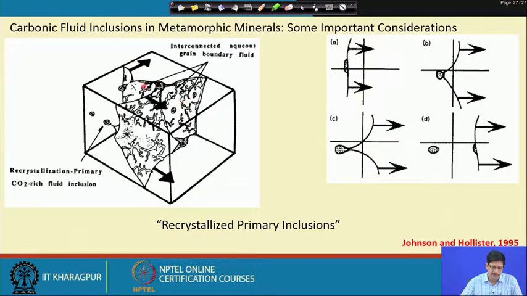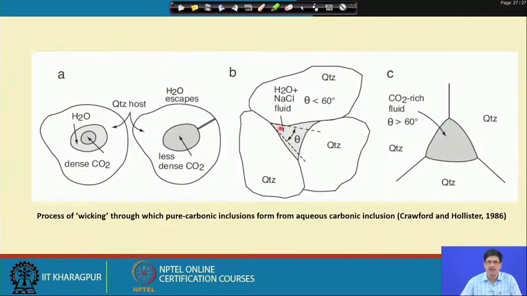So, this happens in a continuous process of recrystallization of the host matrix, and that is how the primary homogeneous aqueous carbonic fluid is entrapped as separate pure carbonic and aqueous inclusions. This gives us the explanation that has been taken from Crawford and Hollister.